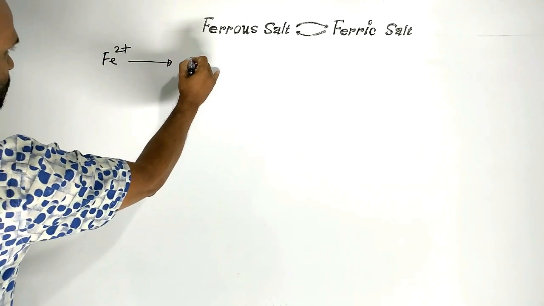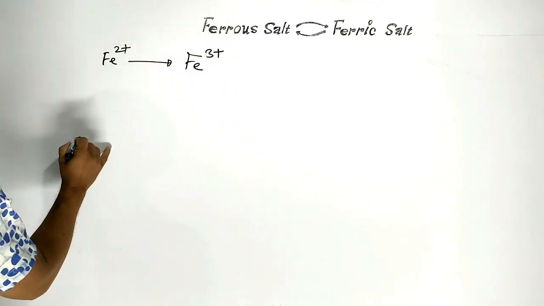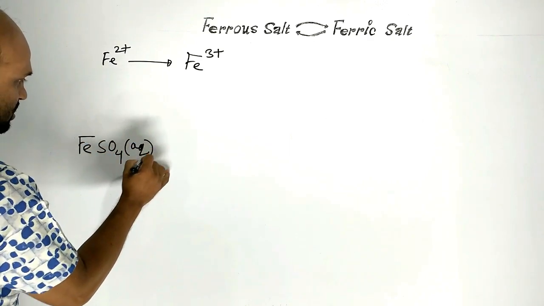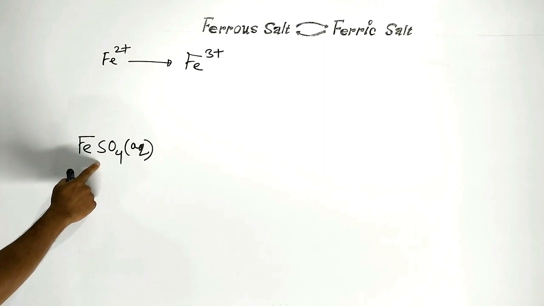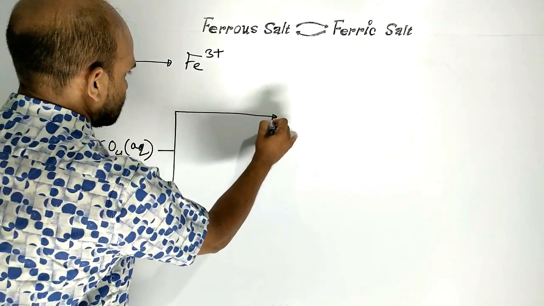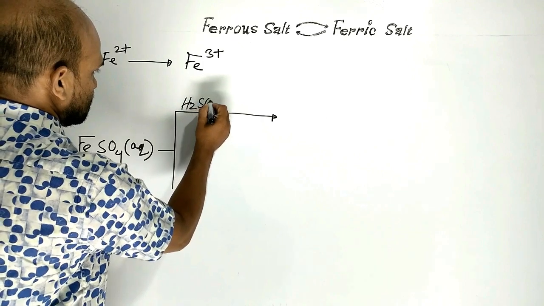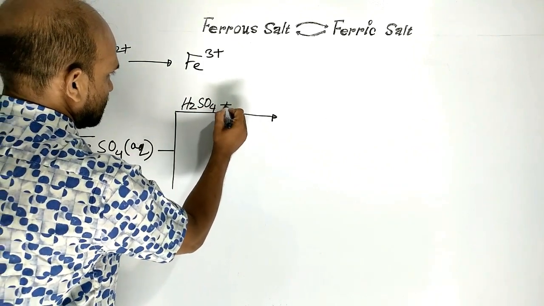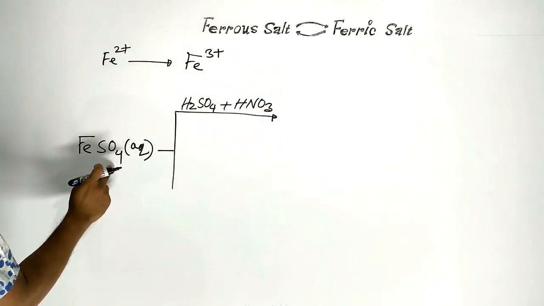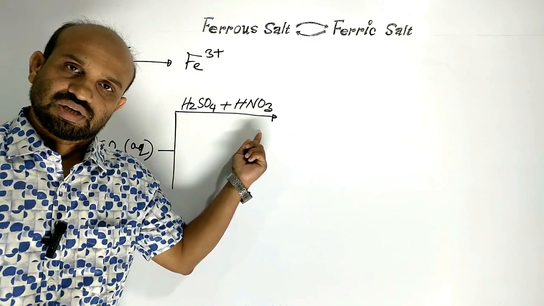Ferrous salt to ferric salt. Ferrous salt, for example, ferrous sulfate is taken. This is also known as iron 2 sulfate. This iron 2 sulfate is first acidified with sulfuric acid. Then nitric acid is added to this solution. Here, nitric acid acts as oxidant.